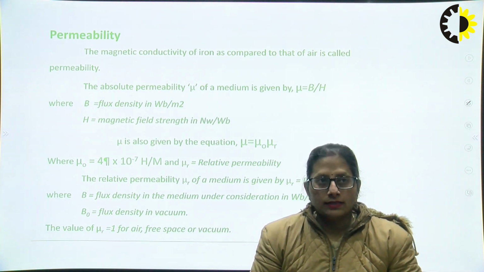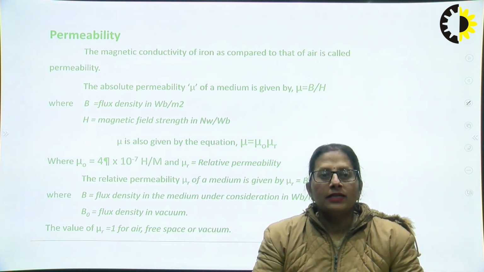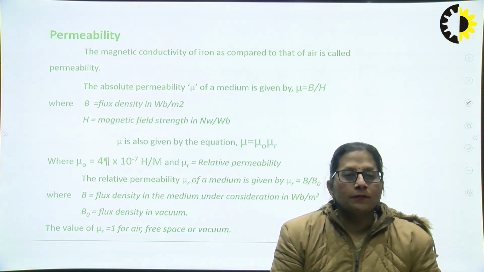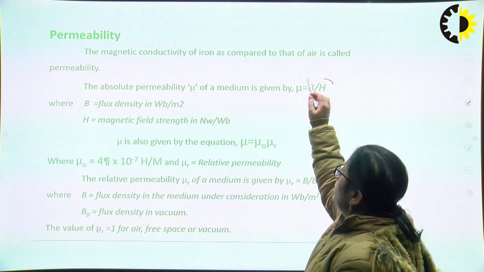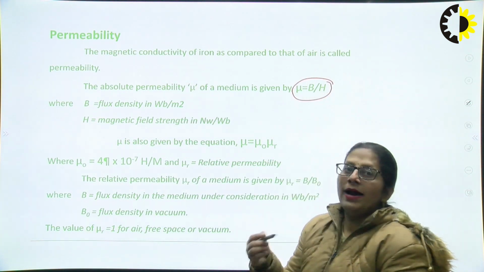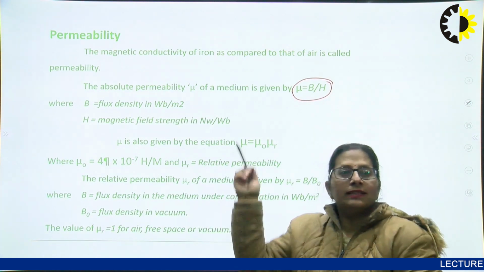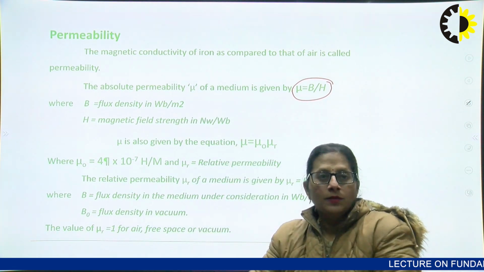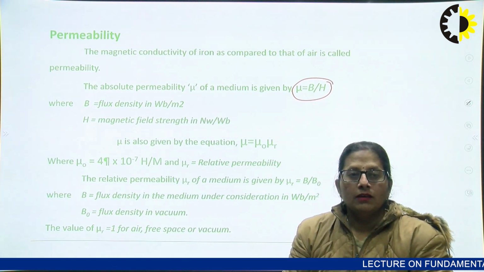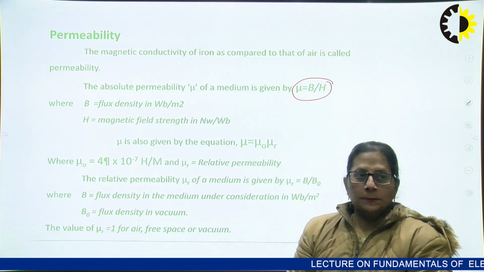So what is this absolute permeability? The absolute permeability is nothing but the ratio of the magnetic flux density in a particular medium to the magnetizing force or the magnetic field strength producing that magnetic flux density in that particular medium, other than free space, vacuum. So this is given by the absolute permeability.